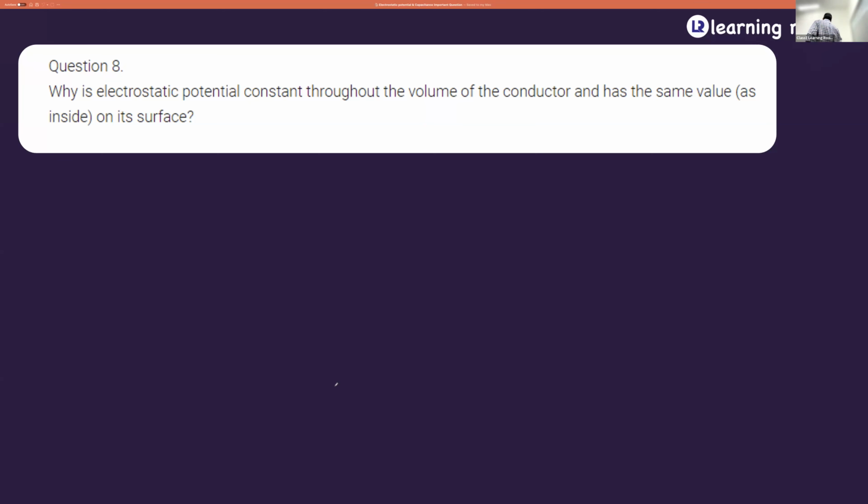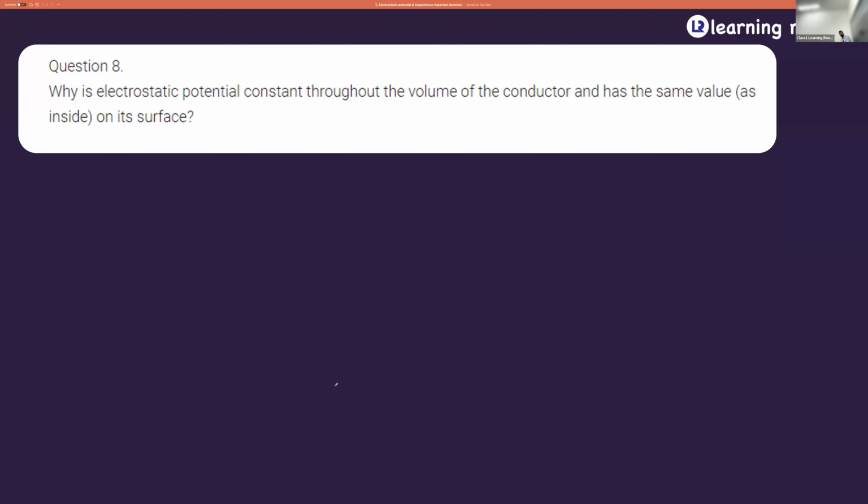So what are the electrostatics of conductors? What are the points in it? What is the first point? The net electric field inside a conductor is 0. Second, electric field is always perpendicular to the surface of the conductor. Third, any excess charge given will go and sit only on the surface of the conductor. Fourth, this one. So this is the fourth one. Electrostatic potential is constant throughout the conductor and it is going to have the same value as that present on the surface of the conductor.